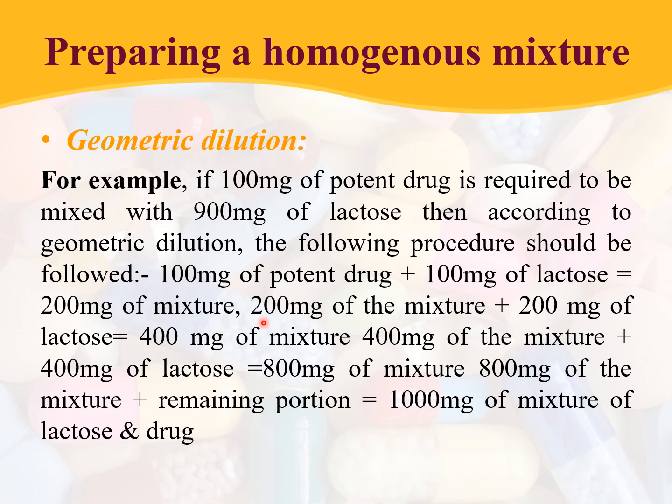Next, in the second step, that is the second dilution, 200 mg of the mixture plus 200 mg of lactose. This brings it to 400 mg of mixture. And in the next step, 400 mg of mixture plus 400 mg of lactose. This brings it to 800 mg of mixture. And finally, this 800 mg of the mixture plus the remaining portion of lactose, and that will be equivalent to 1000 mg of mixture of potent drug and lactose.